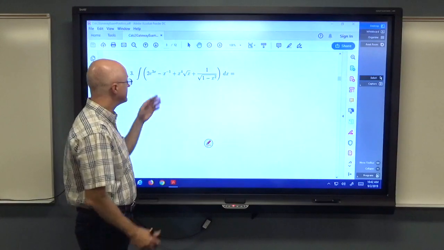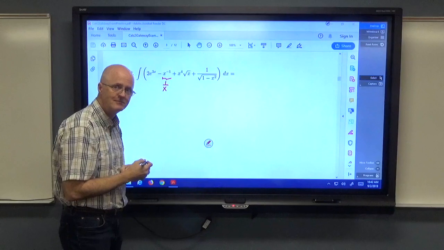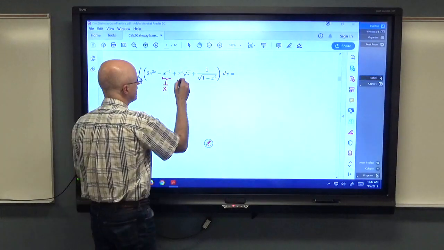This one is memorized because, well, x to the negative 1 is the same as 1 over x. You're going to get a natural logarithm. This one's easier than it looks.